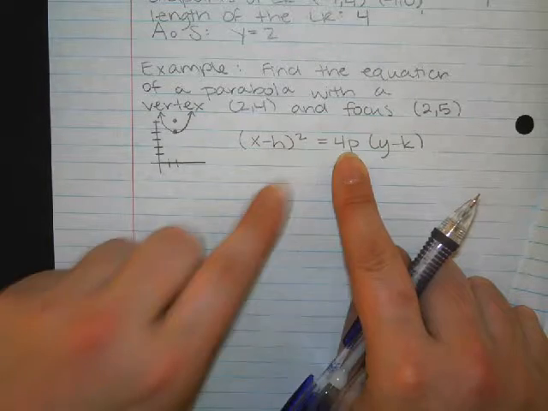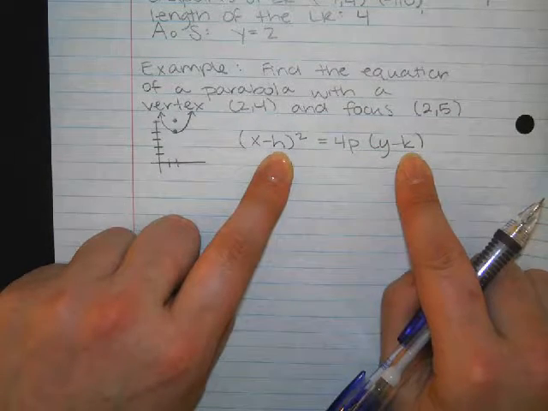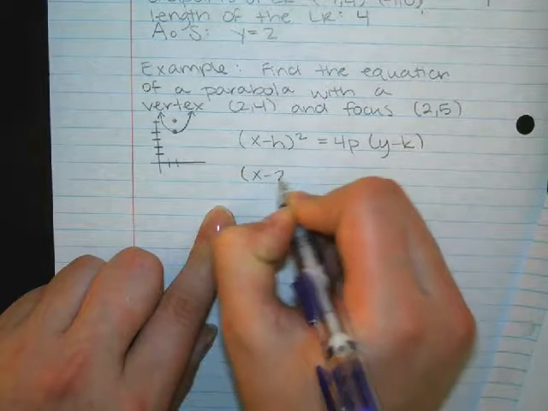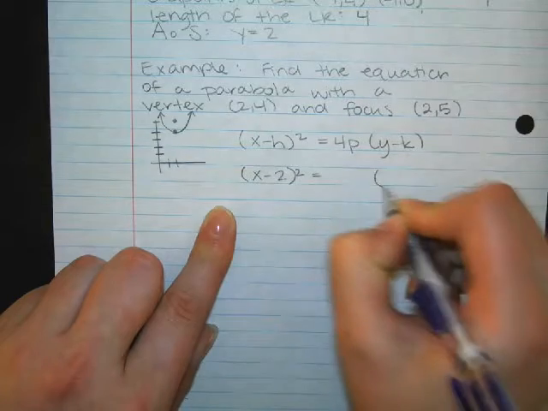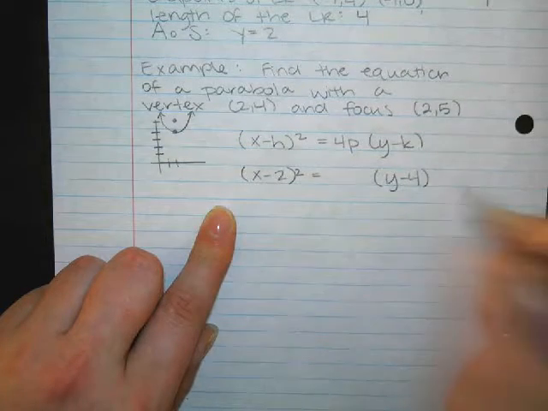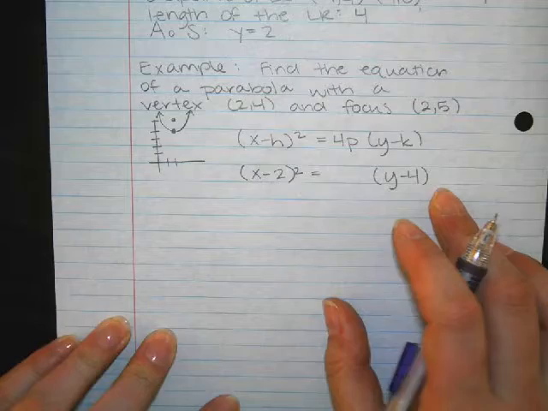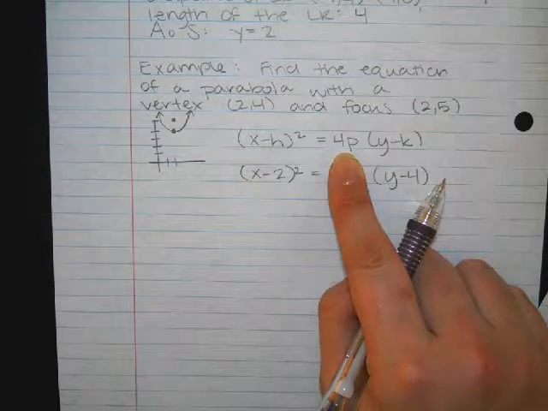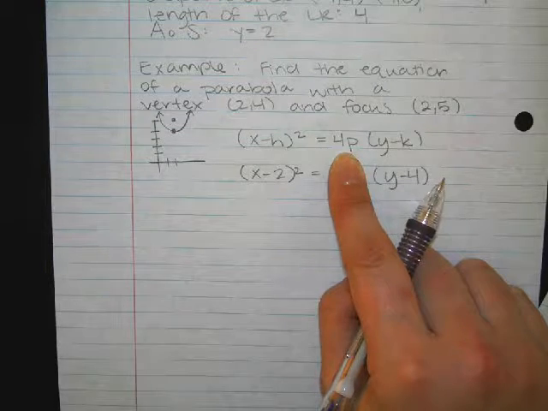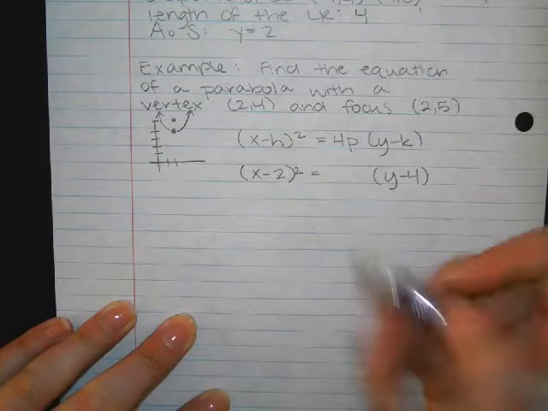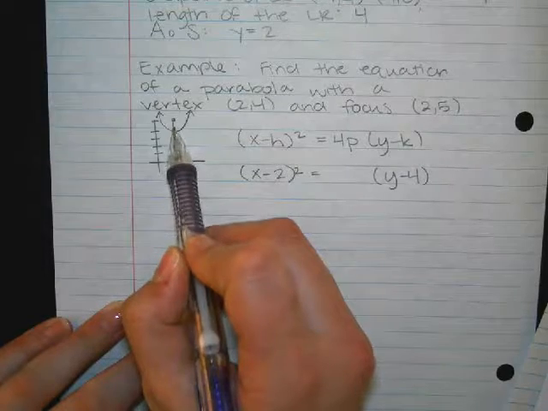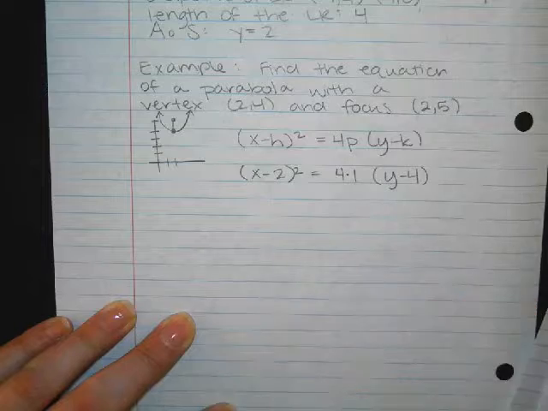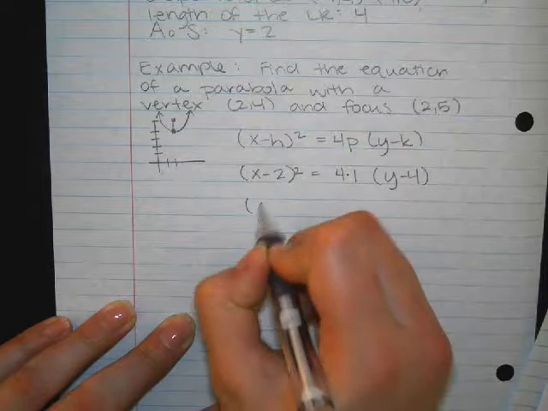So what should I plug in for h and k? 2 and 4. So I have x minus 2 and I have y minus 4. And then the p value is what? 1. You're right that we're going to put a 4 there. So this is a length of 1, and that means in front I'm going to have 4 times 1, which is just 4. And that's the equation. I'm done.